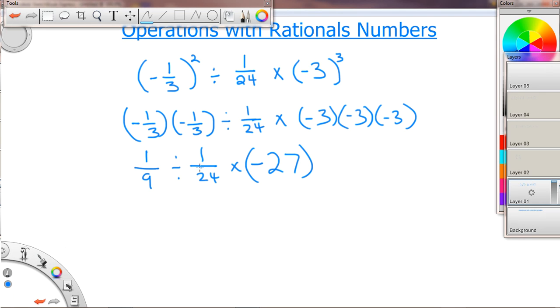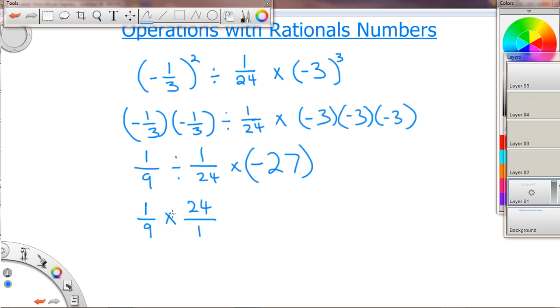1/9 divided by 1 over 24. Okay, to divide by a fraction, we're going to take this second number, which is the divisor. This is the dividend divided by the divisor. And we're going to flip this. We're going to take the reciprocal of 1 over 24, which is 24 over 1. And we're going to change this symbol to multiplication. So this becomes 1 over 9 times this reciprocal, which is 24 over 1.